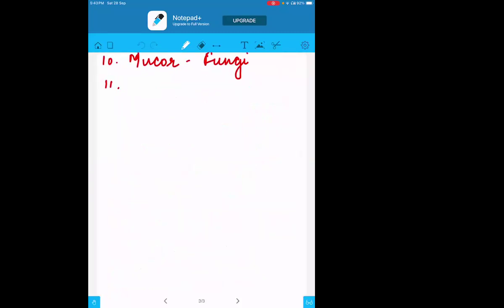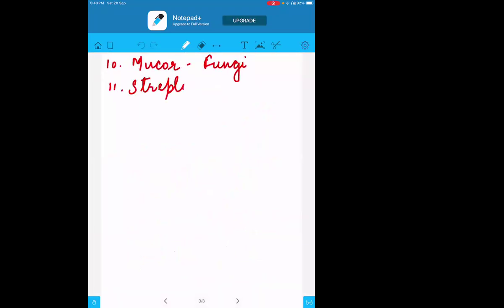So 11th, after Mucor, it is Streptococcus. And write the correct spelling, children.